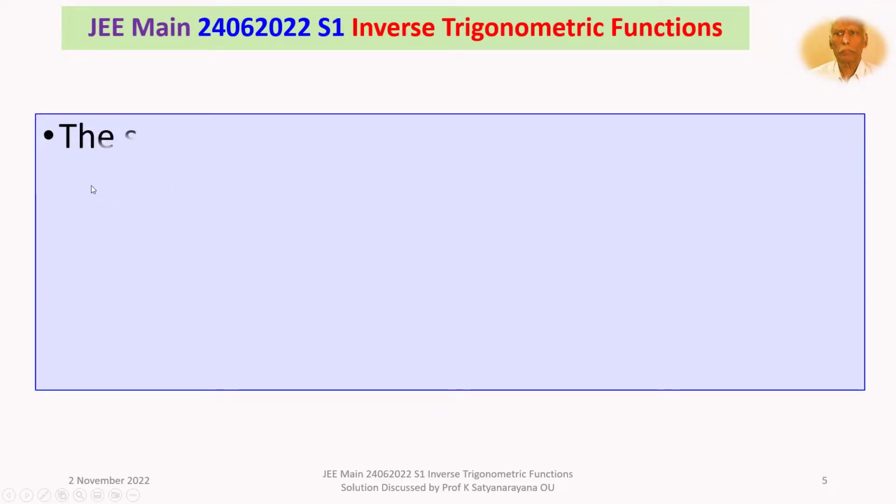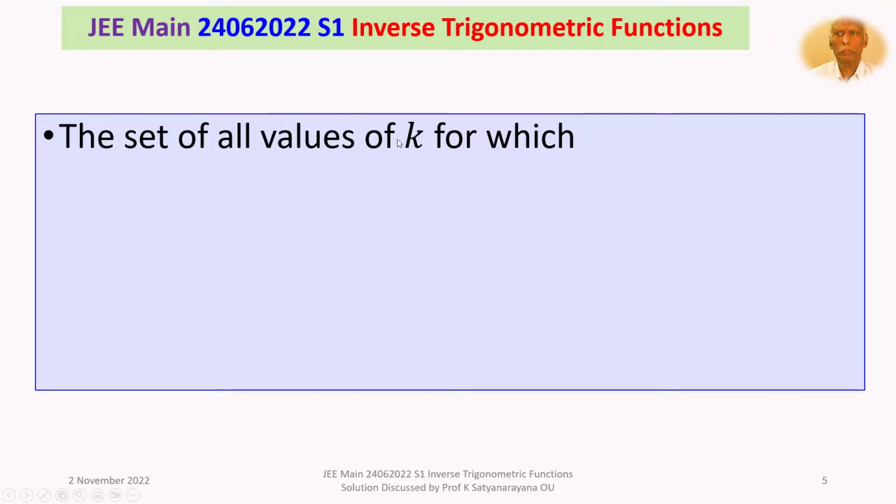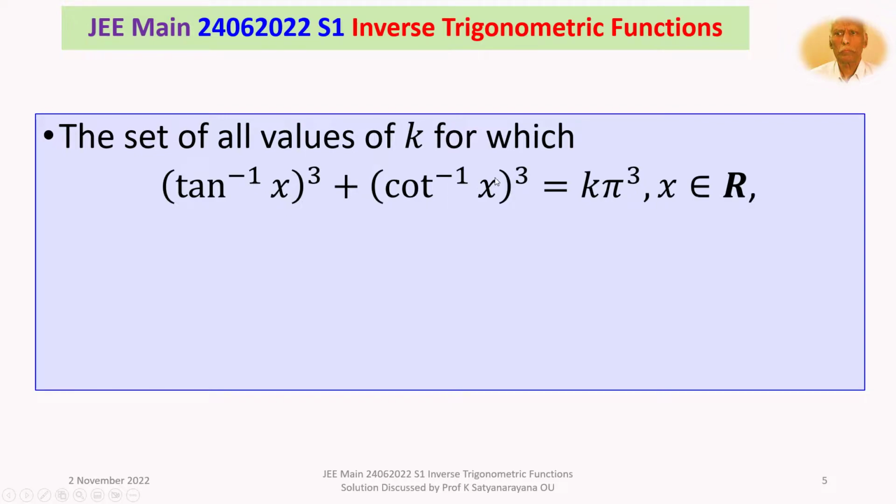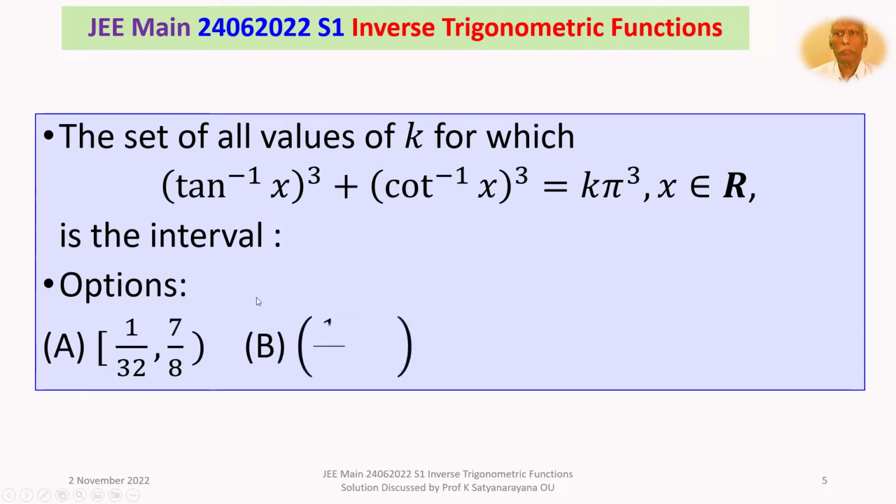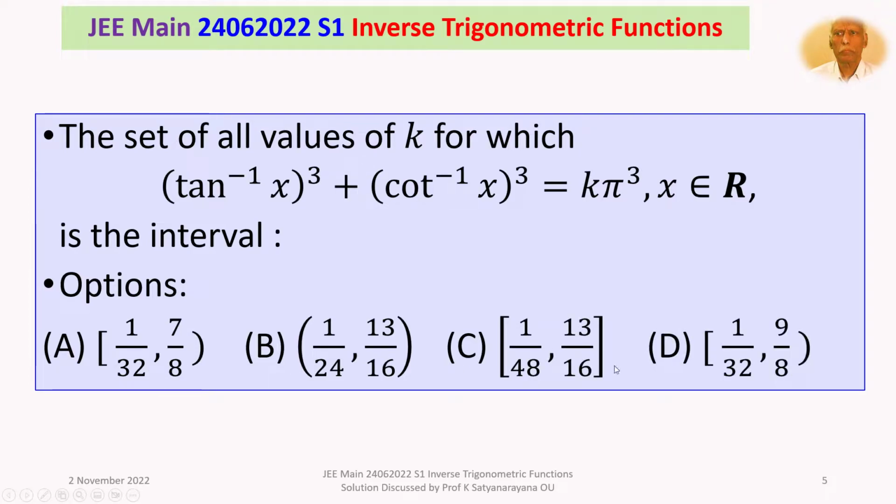The problem is: the set of all values of k for which (tan inverse x) whole cube plus (cot inverse x) whole cube is equal to k times pi cube, where x belongs to the set of real numbers, is the interval. We are given 4 options. In each option, the intervals are given. So the set of all values of k for which this is true is one of the following 4 intervals.